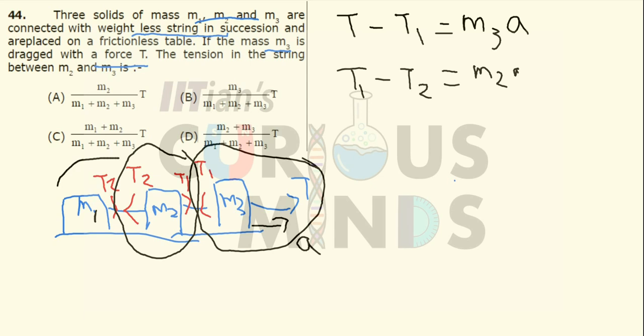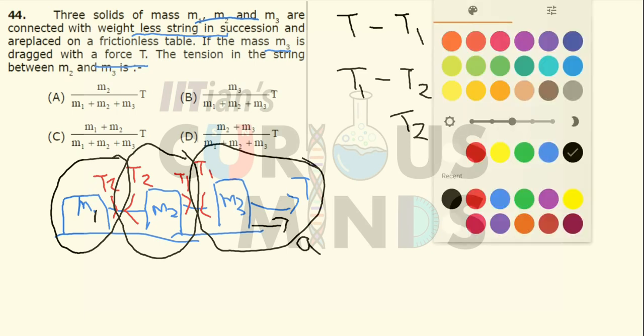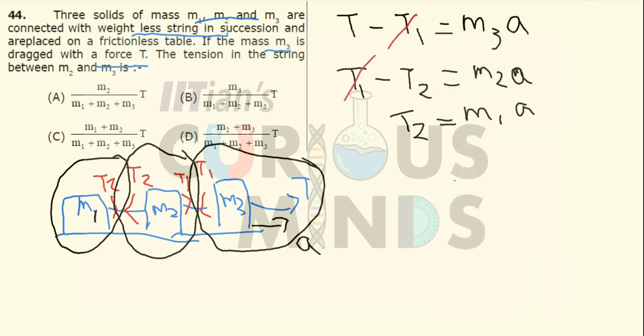Similarly, for the first mass m1, T2 is the only force. So T2 is equal to m1 into a. When I add all of them, minus T1 plus T1 will get cancelled out, minus T2 plus T2 will get cancelled out.